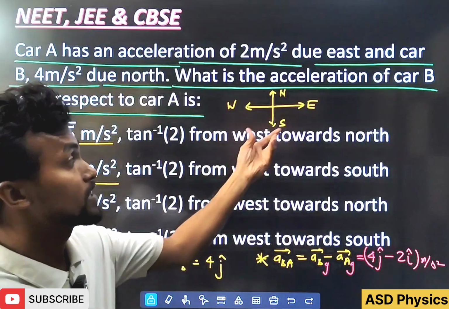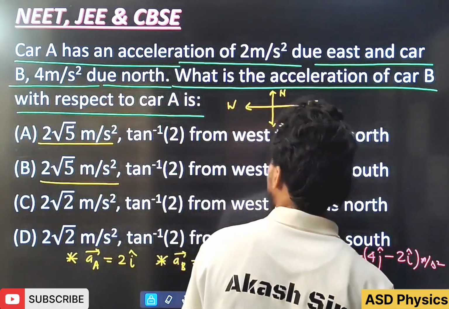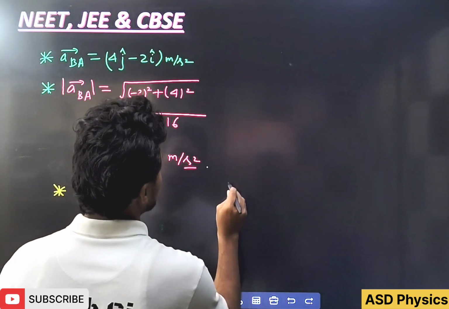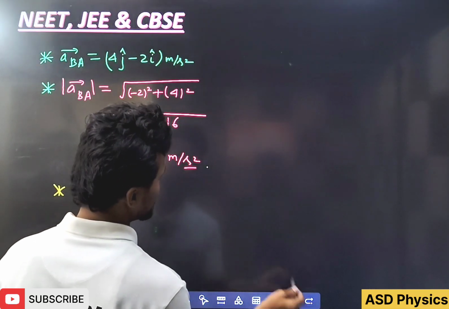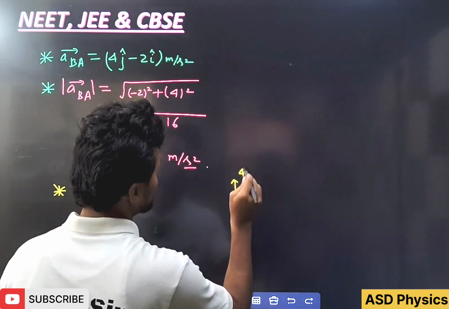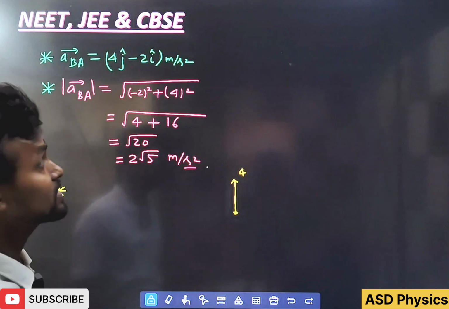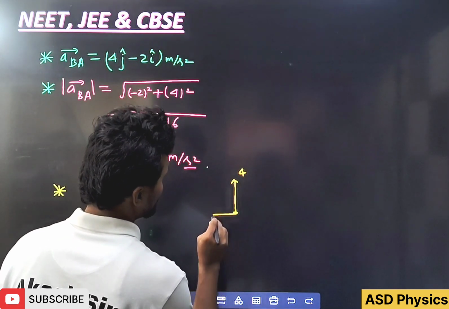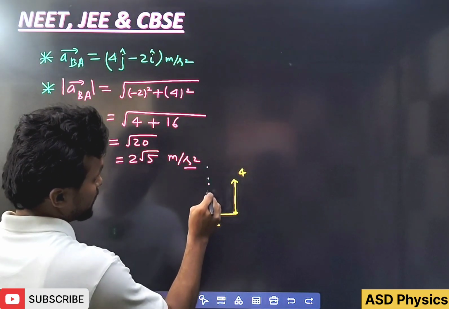Tan inverse 2, west towards north, or west towards south, in which direction is it? So for that, let's see how we can get the direction. I'll just draw the diagram. This is the 4j cap, with j cap along the north direction. And then minus 2i cap is given here. This is 2. So again, let's draw the parallelogram.